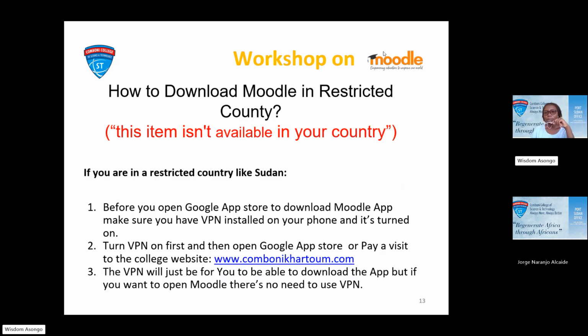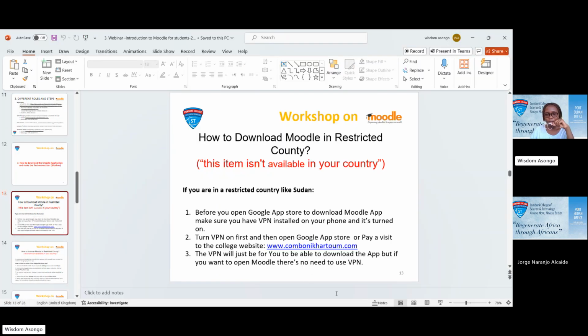To download the Moodle application, especially if you are in a restricted country, you will need to have a VPN first in your phone. As the step said before, you open the App Store, which is where you can download Moodle, or you can navigate to the college website to be able to download Moodle. To access the college website, you just have to type the name of the college, or we can open the website of the college.